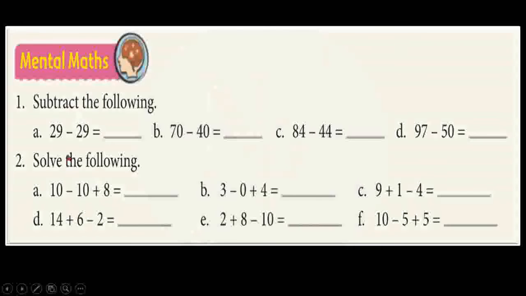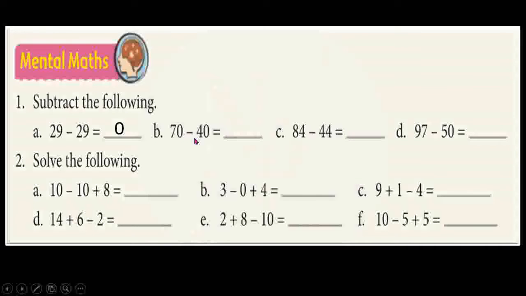These questions are to be thought about and answered. Question number 1. Subtract the following. A. 29 minus 29. That is subtracting a number from itself. What do you get? Yes, you get 0. On subtracting any number from itself, you get 0.